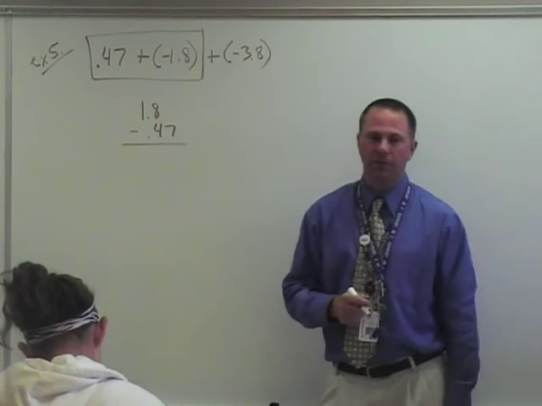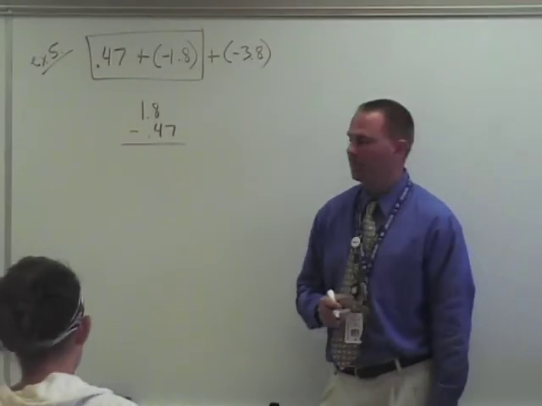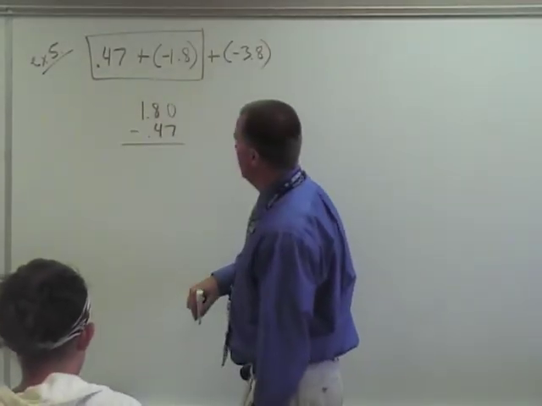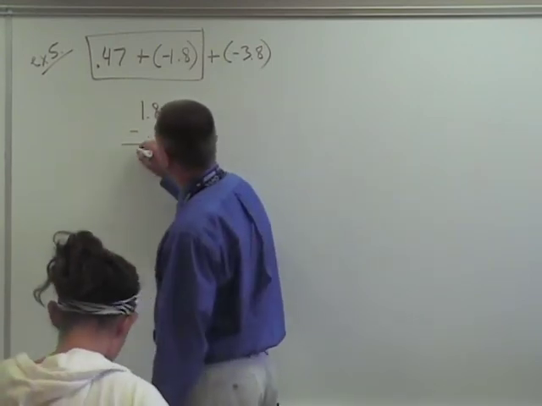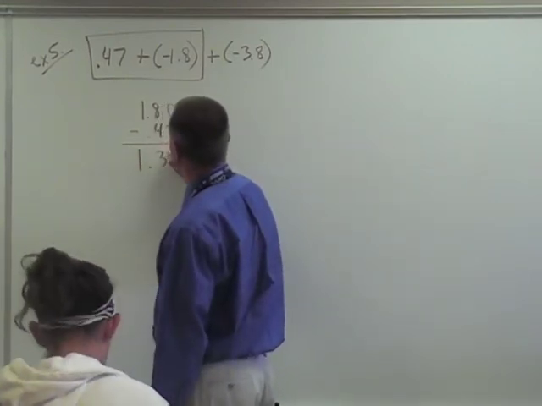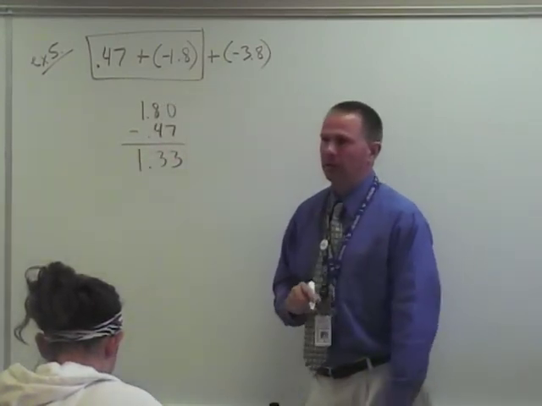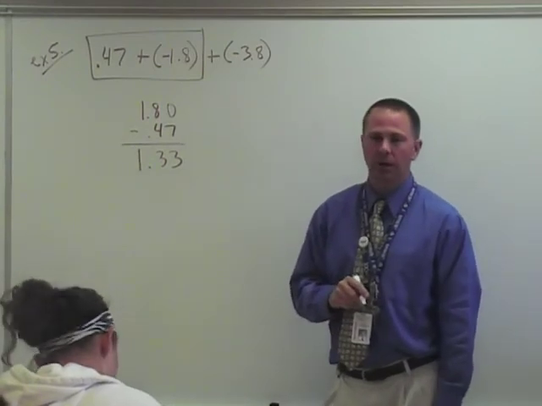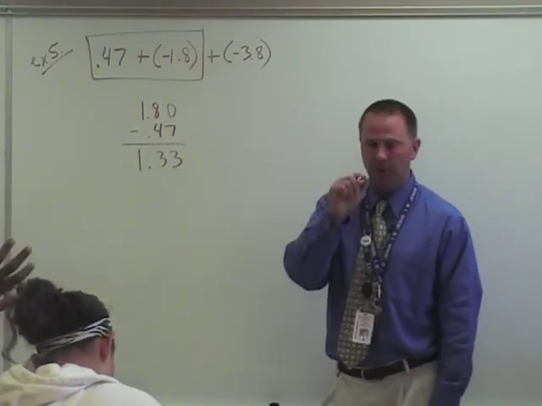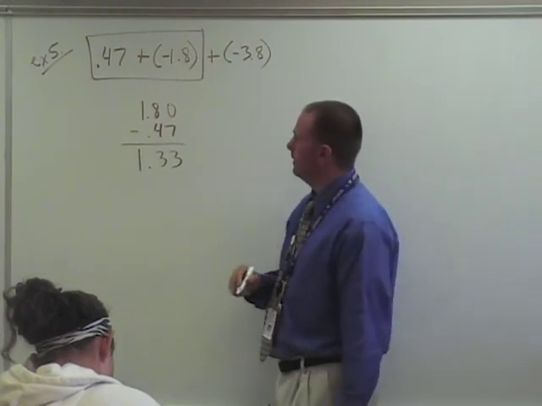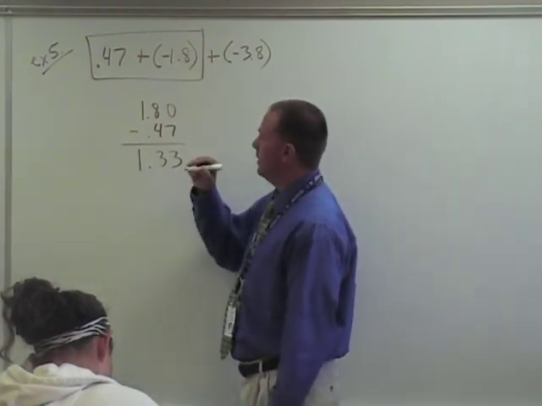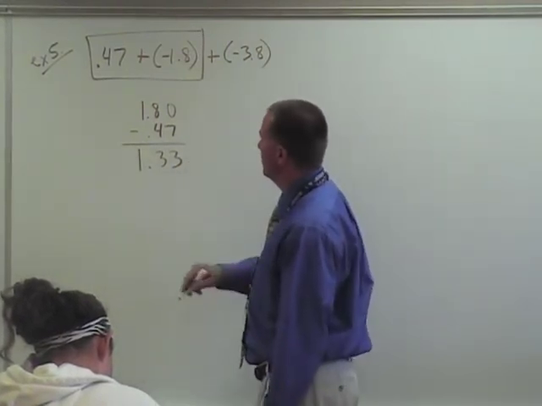Think about the 0 in the place value. 1.33. Is that positive or negative? And why? Reggie. It's negative because 1.8 is the bigger group. Yeah. Okay, it's negative.